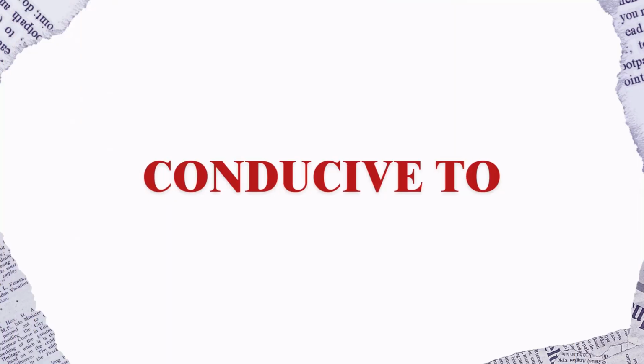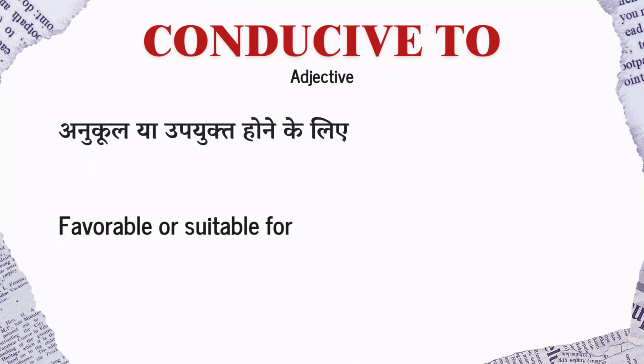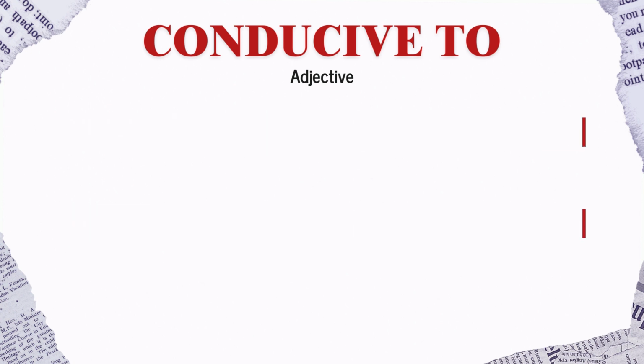Lastly, we have conducive to. It is an adjective phrase that means favorable or suitable for. In English, conducive to refers to something that supports or creates a favorable environment or conditions for a particular outcome. In simpler words, it means being helpful or beneficial toward achieving something.